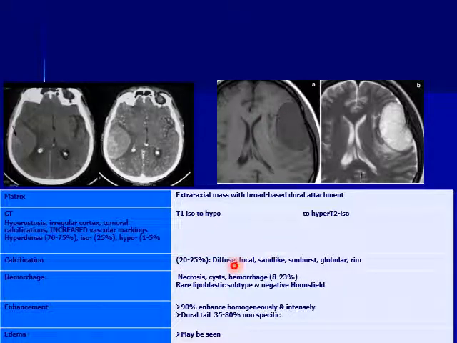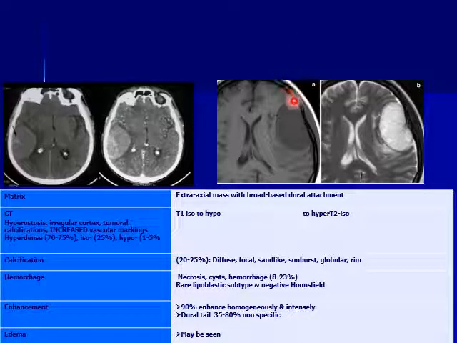Calcification can present in any pattern: rim, diffuse, globular, nodular, sunburst, sand-like. Usually we don't see hemorrhage, but it can occur in a small percentage of cases. Sometimes it may contain fat, which is a rare type called lipoblastic subtype. It shows intense homogeneous enhancement with what is called a dural tail, which is non-specific, as I have told you before.